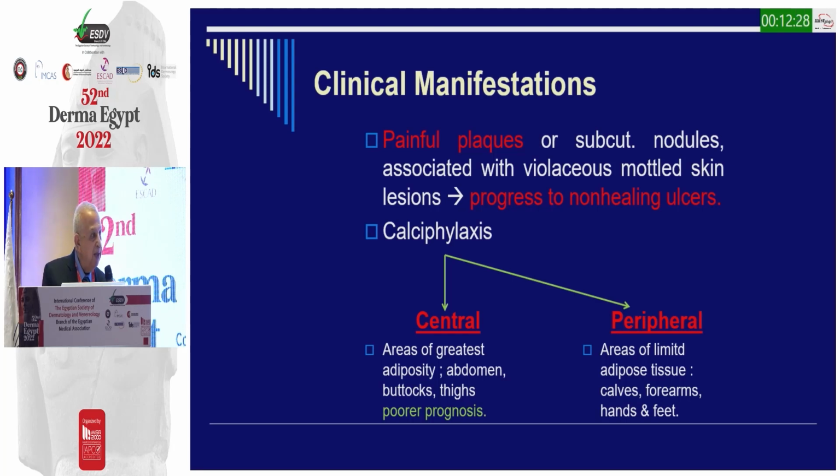Calciphylaxis presents clinically with painful plaques or subcutaneous nodules, which are associated with violaceous mottled skin lesions and progress to non-healing, very painful ulcers. Calciphylaxis has two types, a central type and a peripheral type. The central type predilects the areas of greatest adiposity, including the abdomen, buttocks, and thighs, and carries a poor prognosis. While the peripheral type predilects areas of limited adipose tissue like the calves, forearms, hands, and feet.